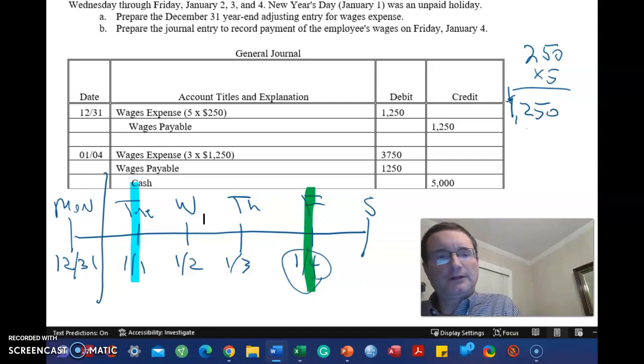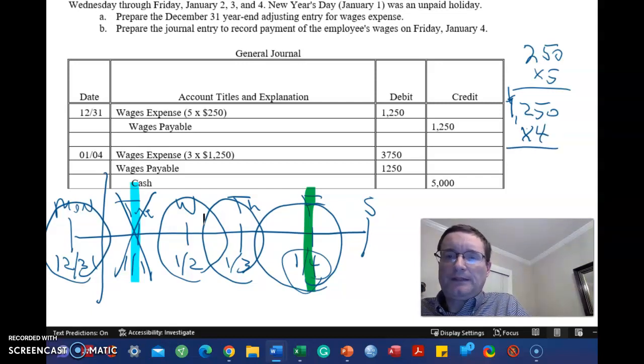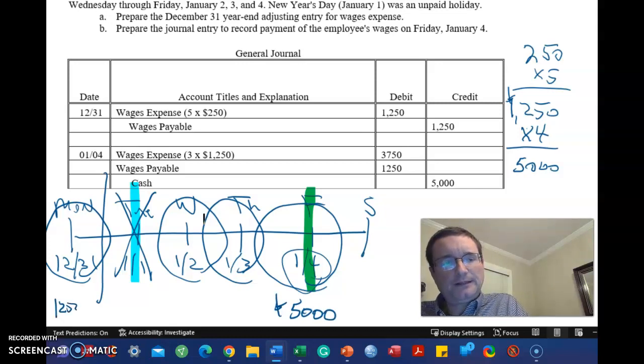All right. Now they're going to work 4 days. 1, 2, 3, 4. Because they're not working New Year's Day and they don't get holiday pay. Well, $1,250 times 4 is $5,000, okay? So on Friday when they get paid, we're going to pay all those employees $5,000. But every day they work, we owe them $1,250. And then Friday also $1,250. All right, so every day they work, we owe them $1,250.